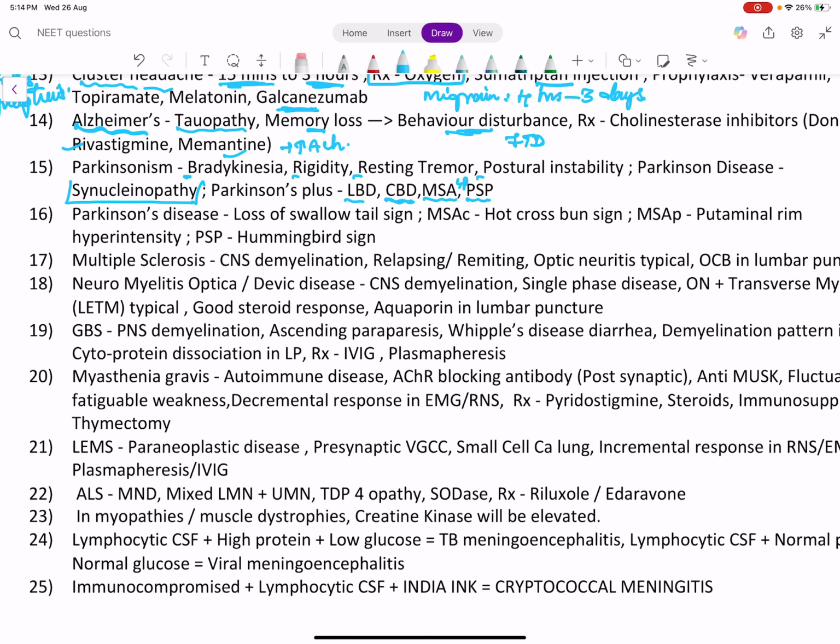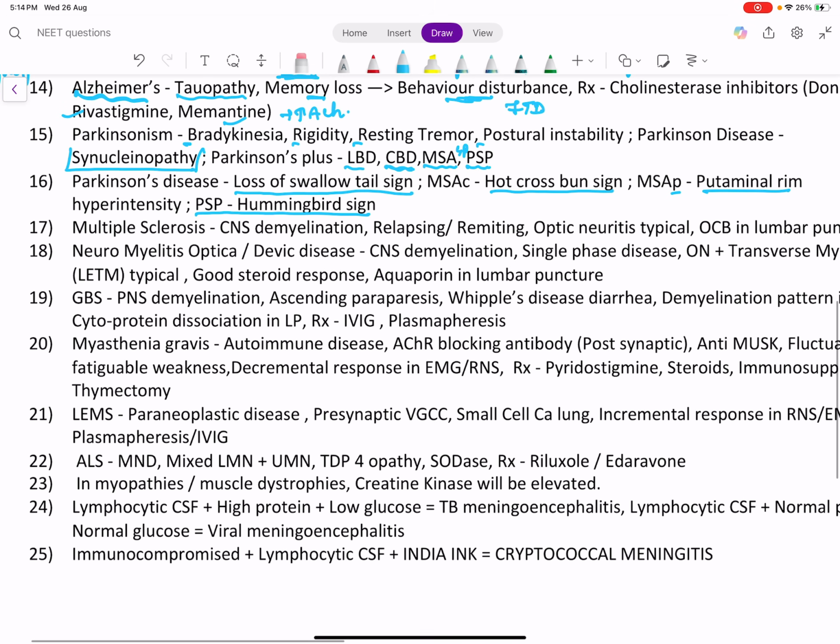So what are the MRI findings? In Parkinson's disease, we have loss of swallowtail sign. Swallowtail is the normal substantia nigra. When there is less dopamine, there will be loss of that tail. MSA-C will have hot cross bun sign. MSA-P will have putaminal ring hyperintensity. Progressive supranuclear palsy will have hummingbird sign.